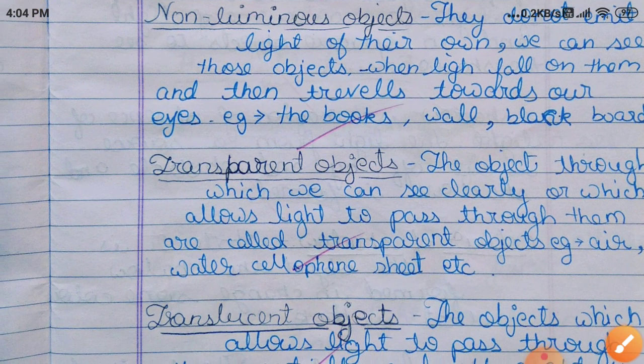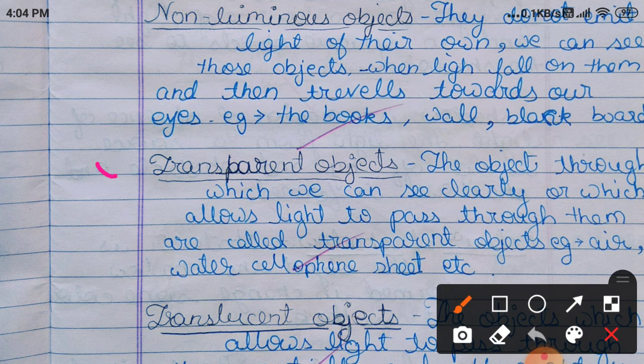Transparent objects: the objects through which we can see clearly, or which allow light to pass through them, are called transparent objects. Examples: air, water, cellophane sheet, etc.